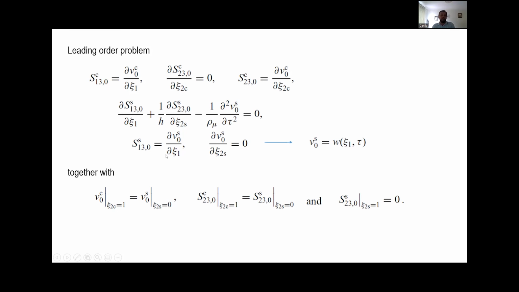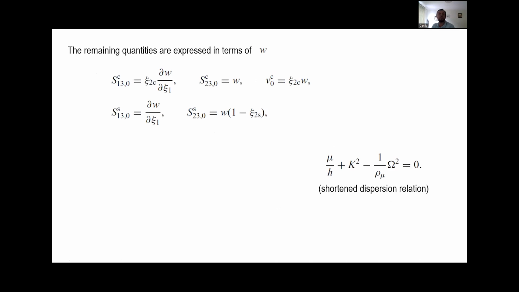Well, from here, you can see, for example, that if you know V naught S, so this function W, then you can certainly write down S13S and so on. So all of these quantities now will be expressed in terms of this function W. And this is what we will have. Yes, so they are all expressed in terms of this W.